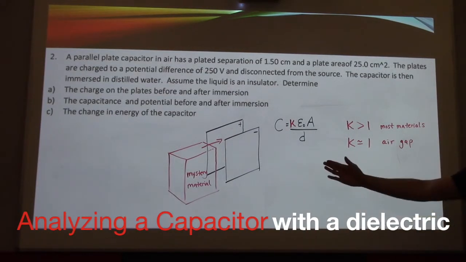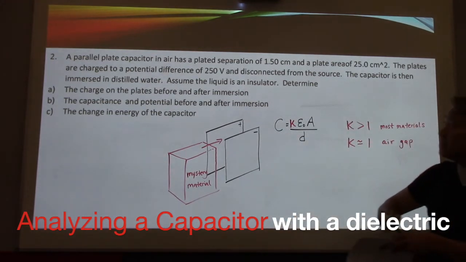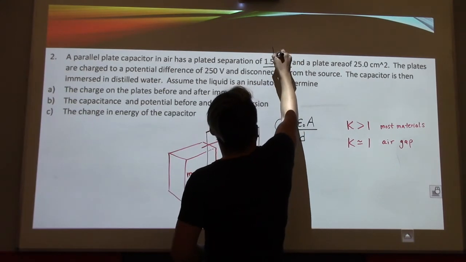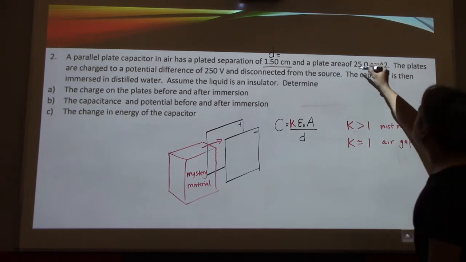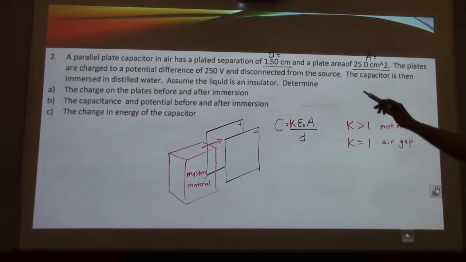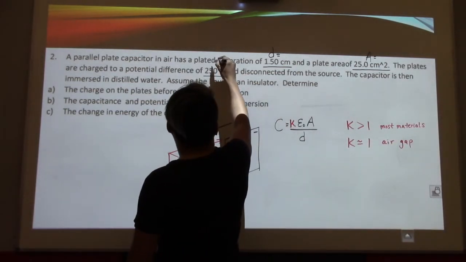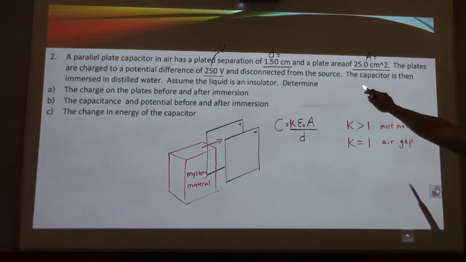So we have a parallel plate capacitor with an air gap in between that's separated by a distance. So when I look at this, I go ahead and underline that. That's my D. And a plate area, look at this, they tell me the area. That's my A. The plates are charged to a potential difference of 250. This is your voltage. And disconnect it from the source.